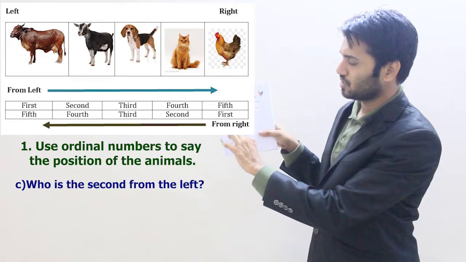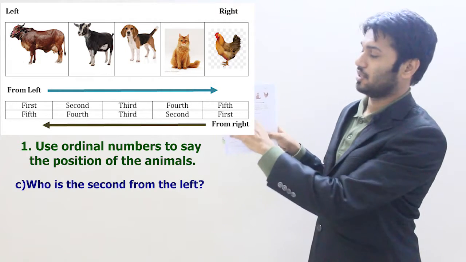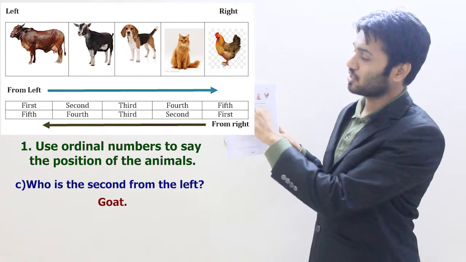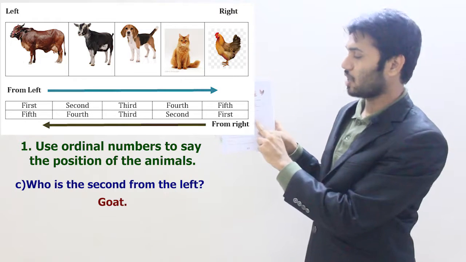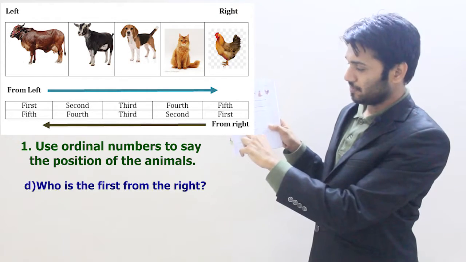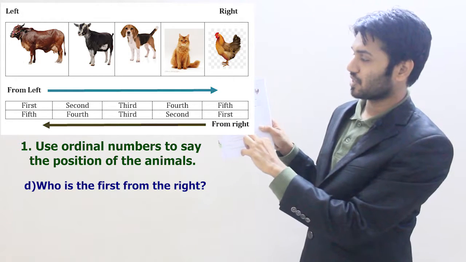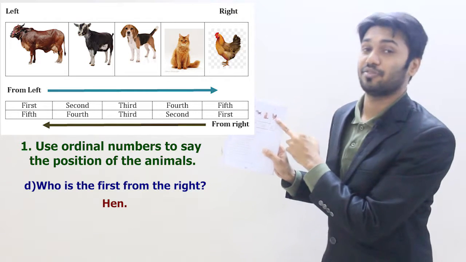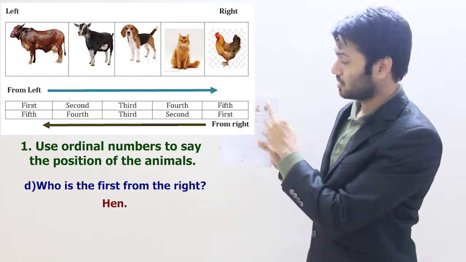Number C, who is the second from the left? Left, first, second. We got the goat here. The third one will be the goat. D, who is the first from the right? Who is the first from the right? The hen is the first from the right.